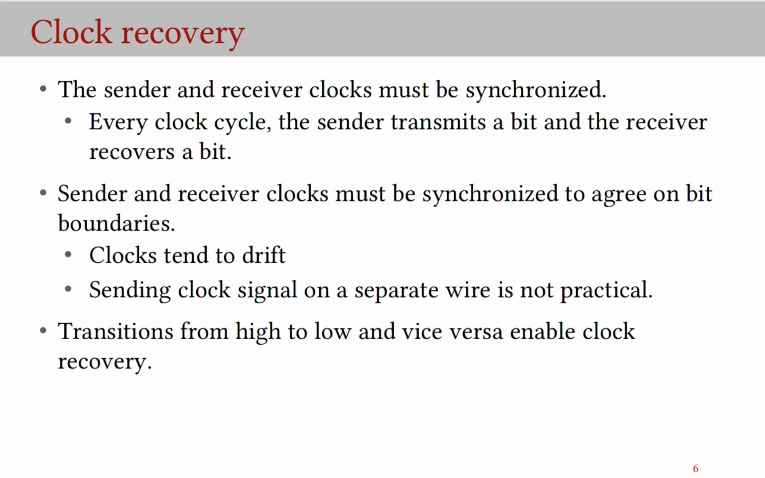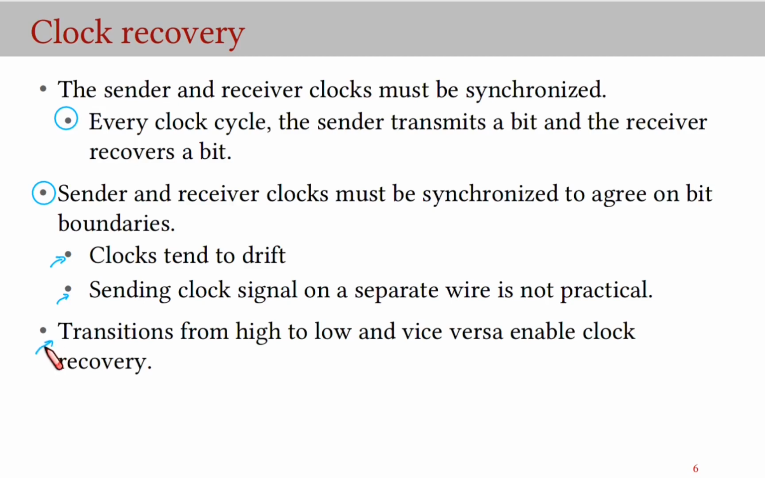Another problem caused by long strings of consecutive zeros or long strings of consecutive ones is that the sender and receiver clocks can get out of synchrony. And synchronization is important because every clock cycle, the sender transmits a bit and the receiver recovers a bit. And therefore, sender and receiver clocks must be synchronized because they must agree on bit boundaries. However, a fundamental problem with clocks is that clocks tend to drift. And so, to maintain synchronization, one may think of sending clock signals separately. However, just using a separate cable for clock signal is not practical because of cost considerations, or we can't do it in wireless. Instead, receiver derives clock from signal transitions.